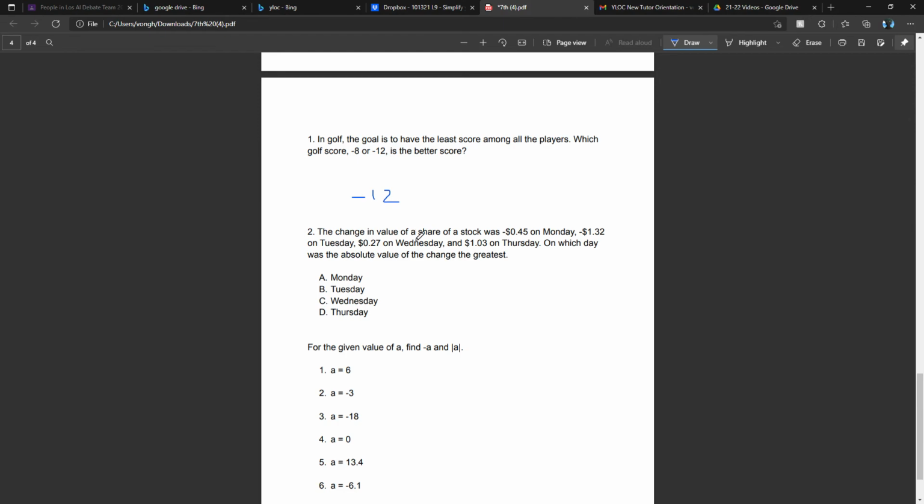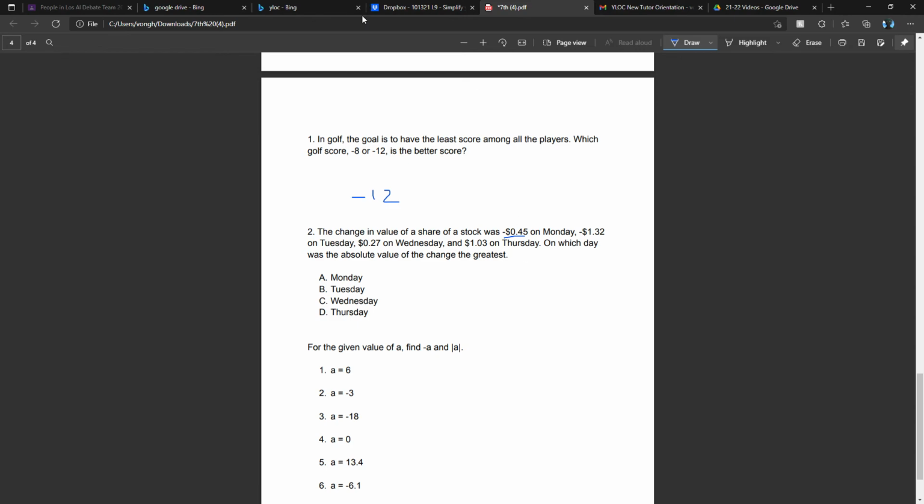The change in value of a share of a stock was... wait, sorry. On Monday, it's -47 cents. Then Tuesday, it's -$1.32. Wednesday, 27 cents, and Thursday, $1.03. Which day was the absolute value of the change the greatest?